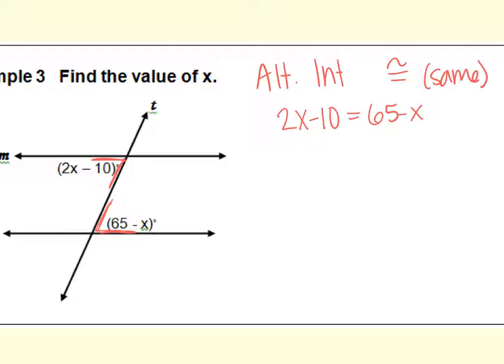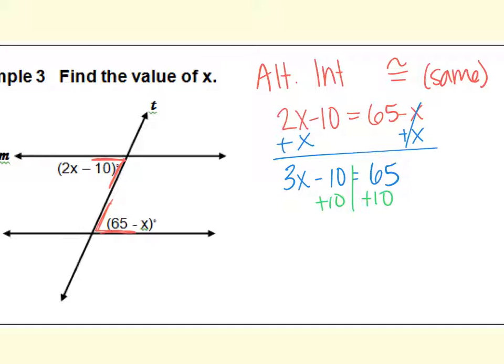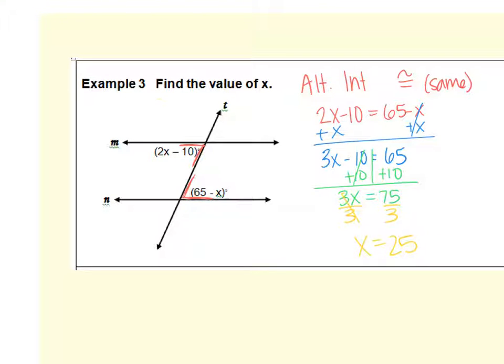Because I know that alternate interior angles are equal or congruent, I set them equal to each other, and now I'm going to solve. So I add x to both sides. 3x minus 10 equals 65. And then add 10 to both sides. So 3x equals 75. And then I'm going to divide both sides by 3. And x equals 25. Now just to double check, they've only asked me to find the value of x, so I'm finished with that problem.